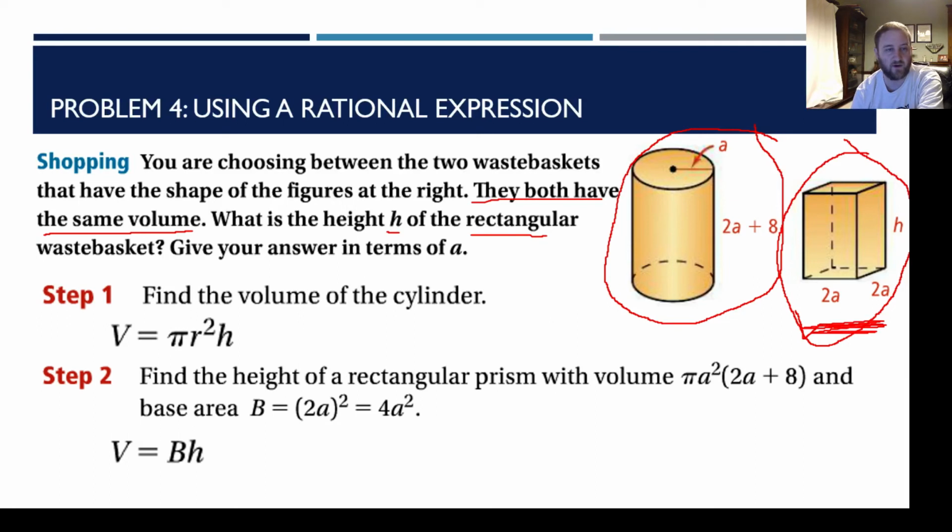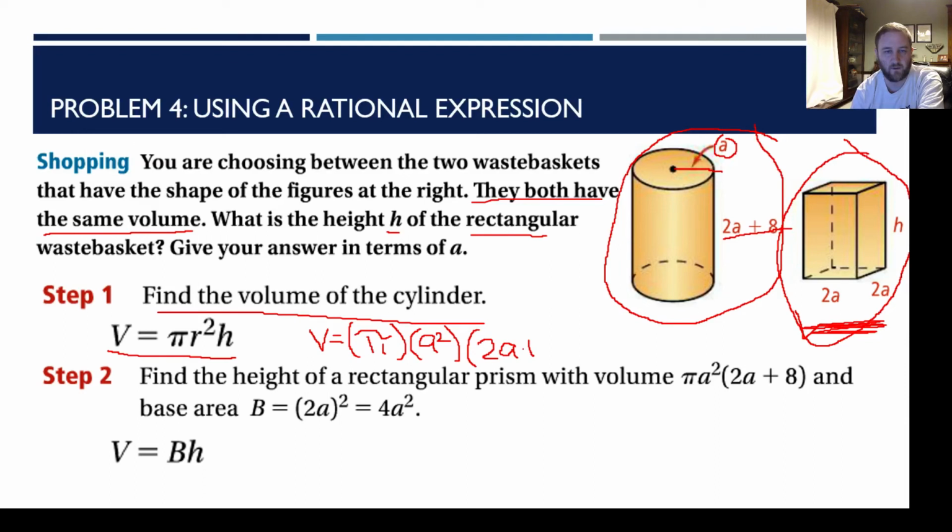Well, first we want to know what the volume of the cylinder is. Remember, volume of the cylinder is pi r squared h. So first, we want to substitute in what we know. What we know is pi, so we can just leave that as pi. R, our radius, is right here. That's a. So we're going to do a squared times our height of this cylinder, which is 2a plus 8. So the volume is pi times a squared times 2a plus 8 for the cylinder.